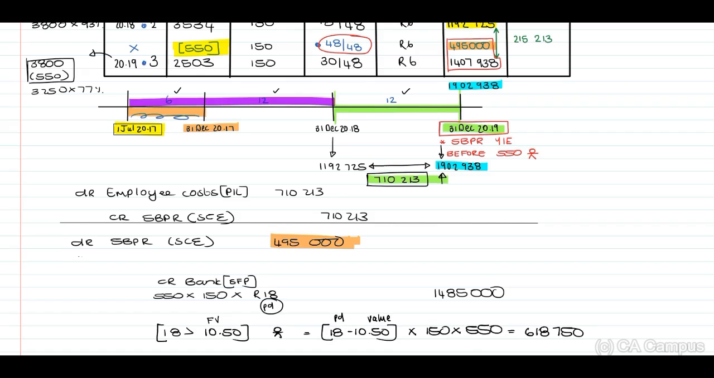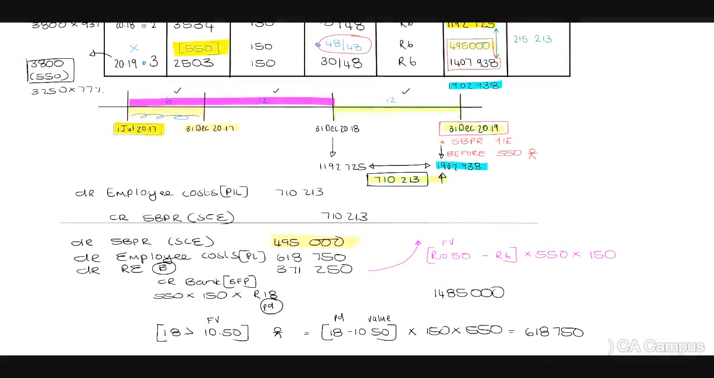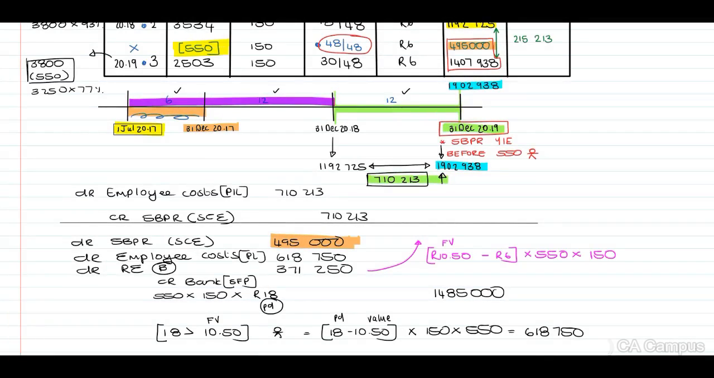618,750. Therefore, debit our employee costs, profit and loss, 618,750. And we need to debit our retained earnings with the balancing figure. Right? And this will be 371,250. Okay. So I just quickly want to indicate this to you guys.